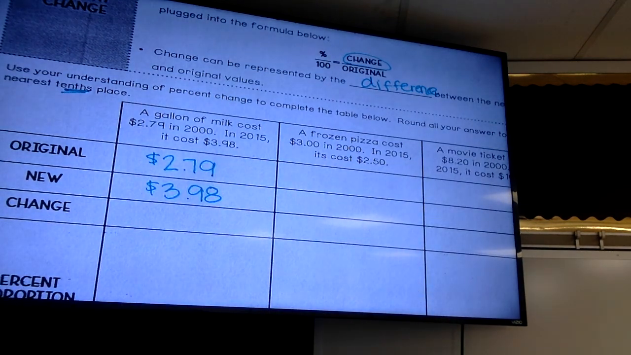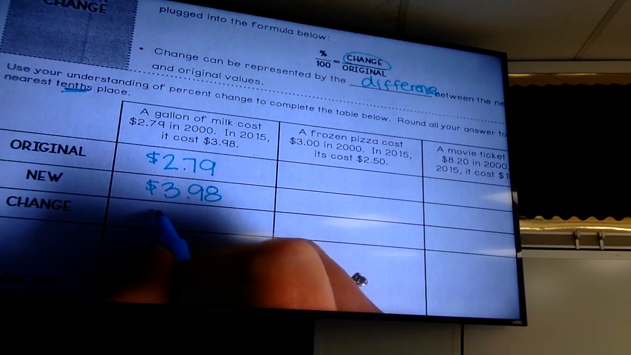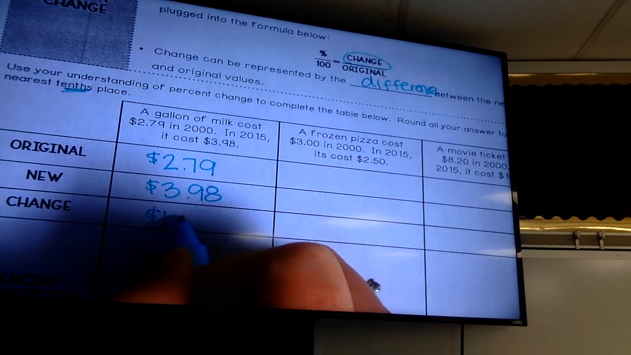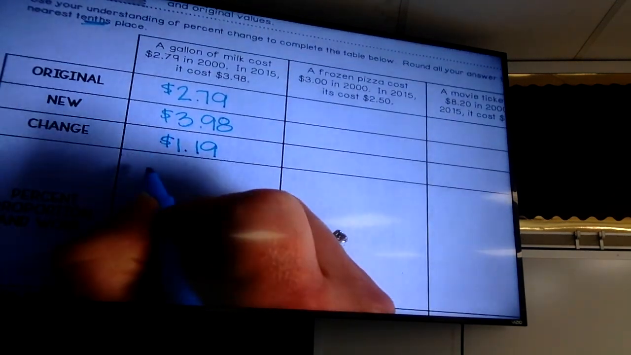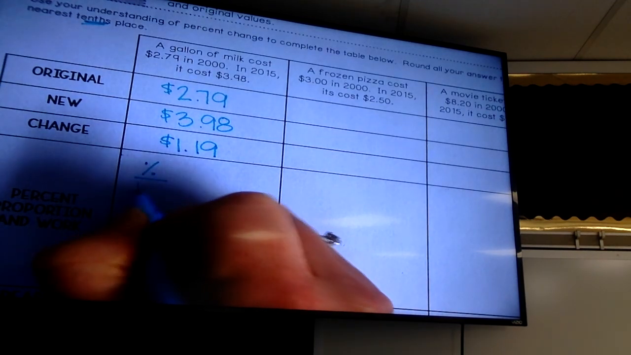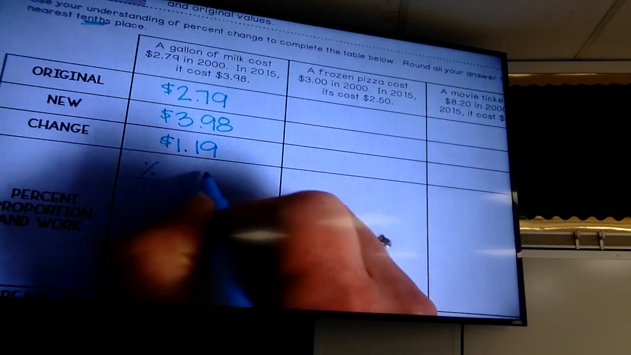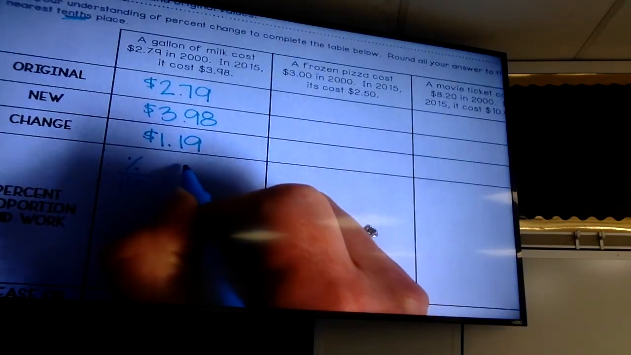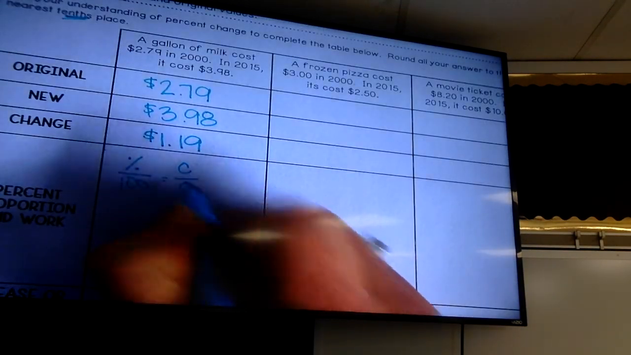To figure out the change, we're going to subtract these. Of course, you want the larger number on top, and you can use your calculator. So I'm going to say $3.98 minus $2.79. The amount of change was $1.19. So let's set up our proportion. We have percent over 100 equals change over the original. So I'm going to write C over O.